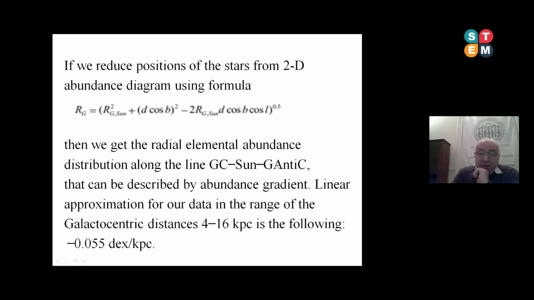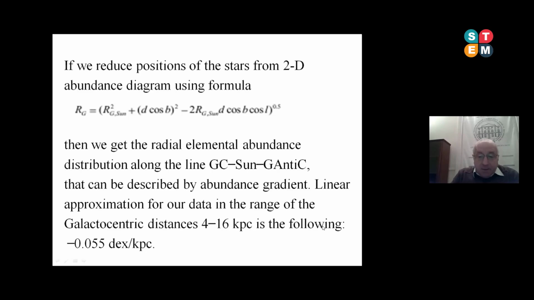This distribution can be described by the abundance gradient, a very important value, which is one of the input parameters for any galactic chemical evolution model. Very important parameter. The linear approximation for our data in the range of galactocentric distances from 4 to 16 kiloparsecs is the following.